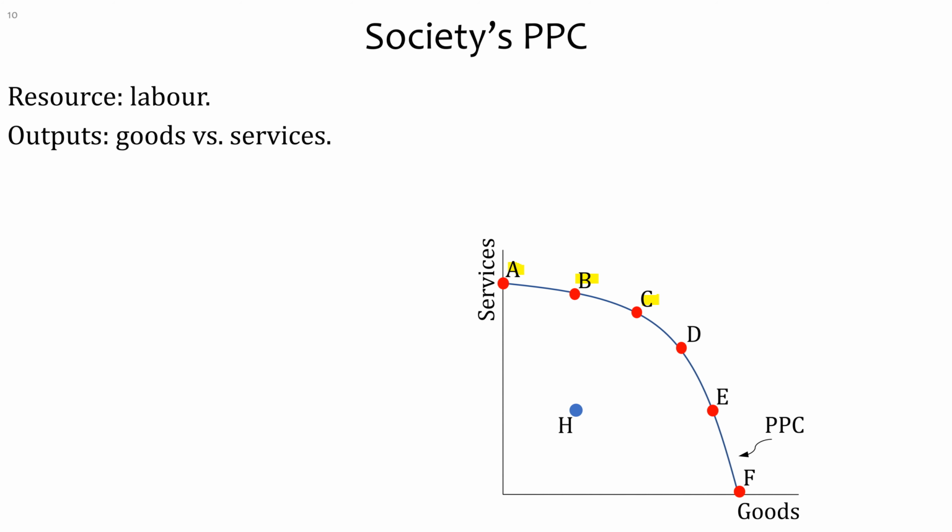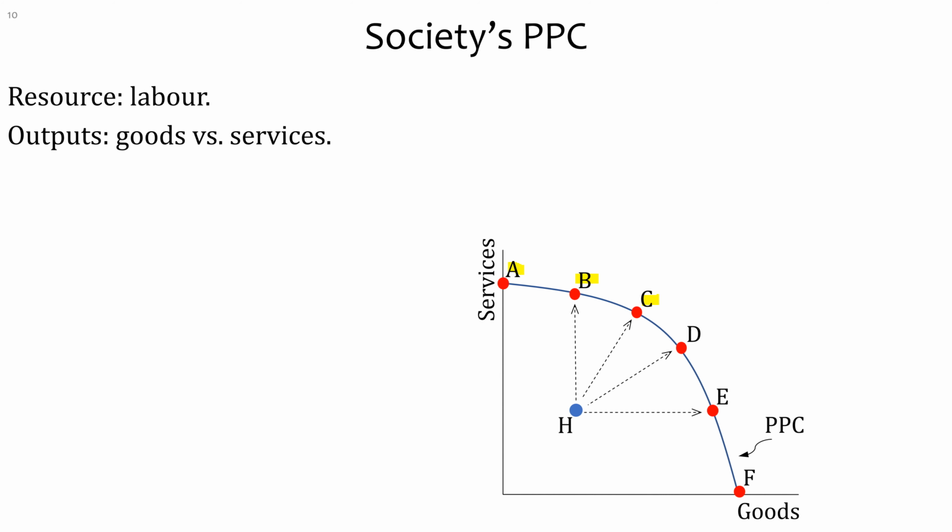But consider point H. If we move from H to B, what's going to happen? We get more services, right? The services go up. Do we lose anything? Our goods are the same. The goods at B is the same as the goods at H. So we don't lose anything. We just gain something without any loss. If we move from H to E, again, we get more goods, but no less services, so we don't have any sacrifice. And we can also move from H to C or D, where we get both services and goods without any loss, right?